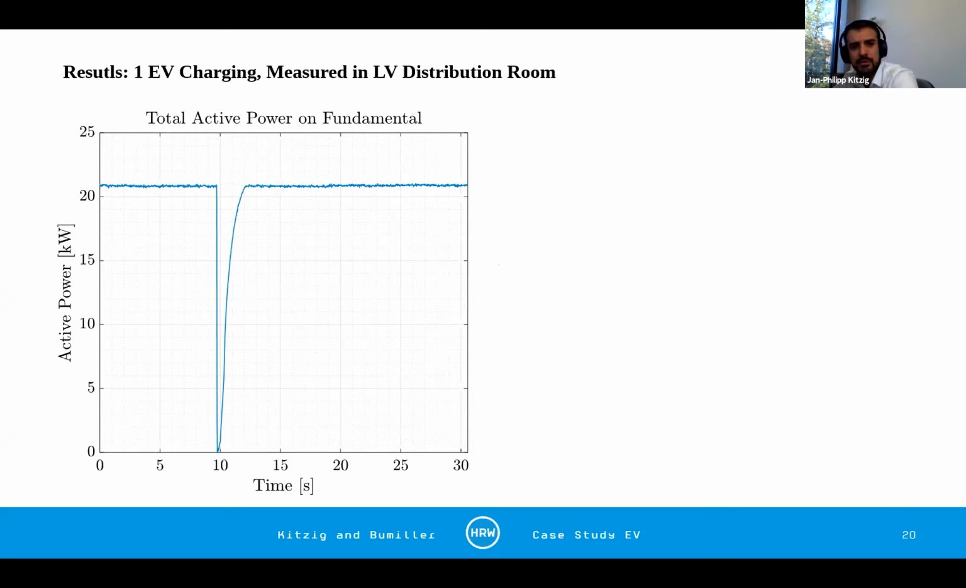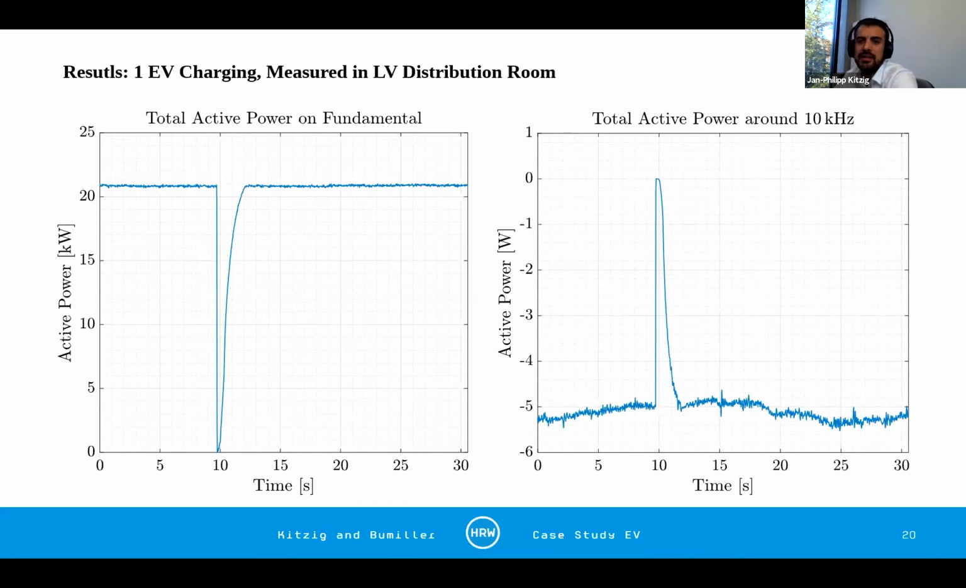When we have a look at the fundamental power, the total active power on the fundamental component, we can see that we charge very constantly at 21 kilowatts over time. At 10 seconds, the charging process is stopped entirely. It goes back to 0 kilowatts and then comes back up in approximately 2 seconds again. This is the active total power on the fundamental, and this is what the charger is supposed to do. This is approximately the nominal charging power of the charger.